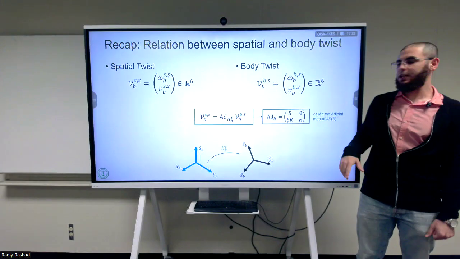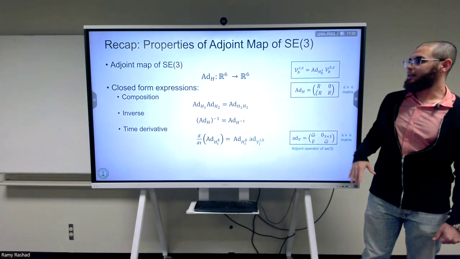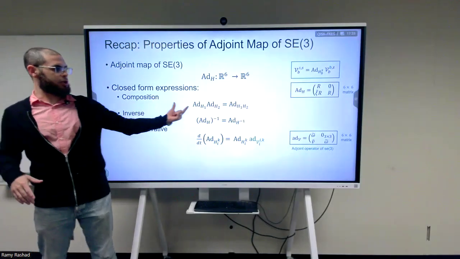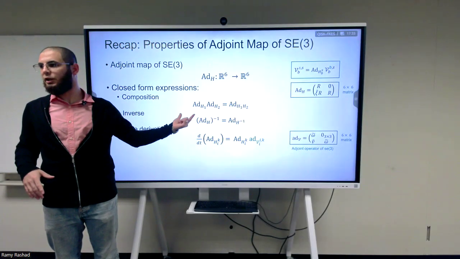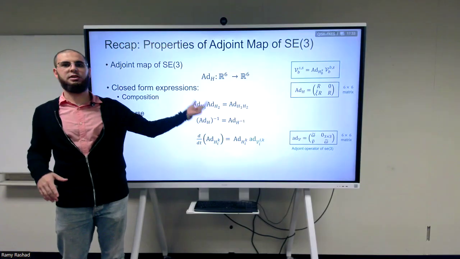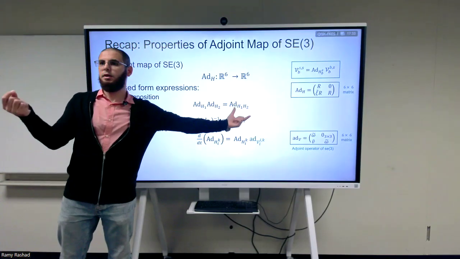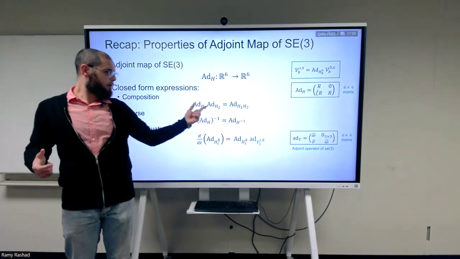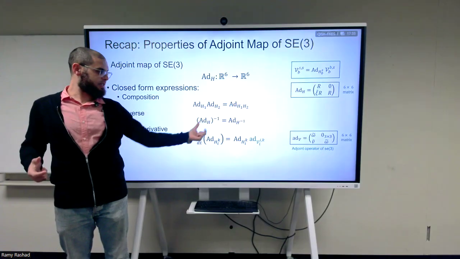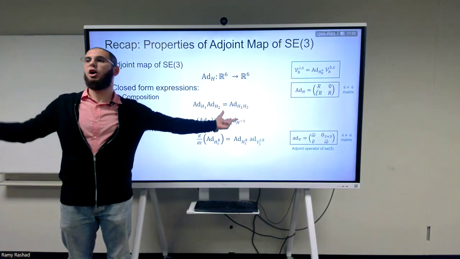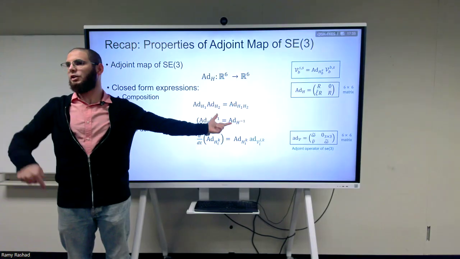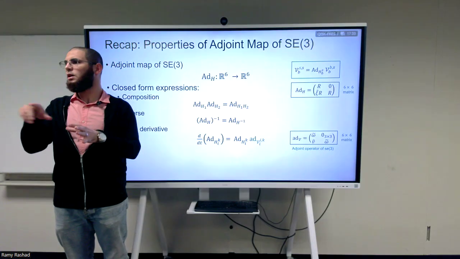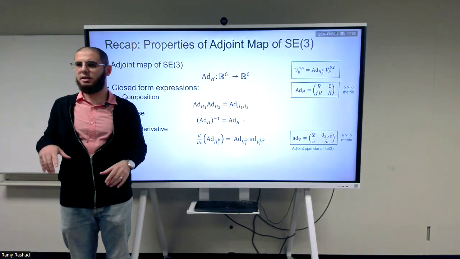So this is what's known as the adjoint map of SE3, and we said that the adjoint map has very nice properties. First of all, it has composition. If I compose the adjoint of one H with the adjoint of another H, it is equivalent to the adjoint of H1, okay, the group product between H1 and H2. And then the inverse of the 6 by 6 matrix is nothing else than the adjoint of the inverse of the H matrix. And you all know that the inverse of the H matrix has a special structure, with R transpose and minus R transpose multiplied by the position.